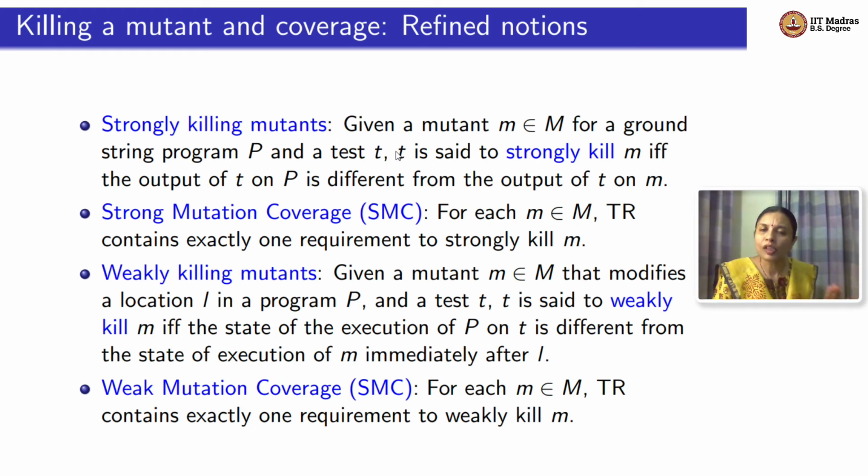Many times weak killing is enough for us. Sometimes we might want strong killing. Weak mutation coverage says for each possible mutant that you can produce, the test requirement says write a test case to weakly kill that mutant.